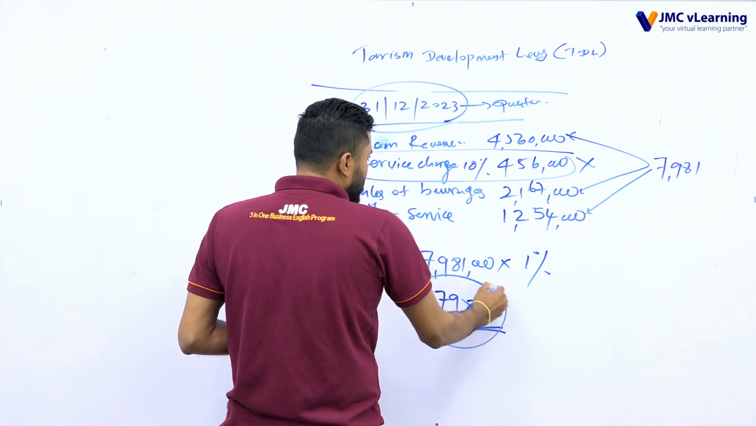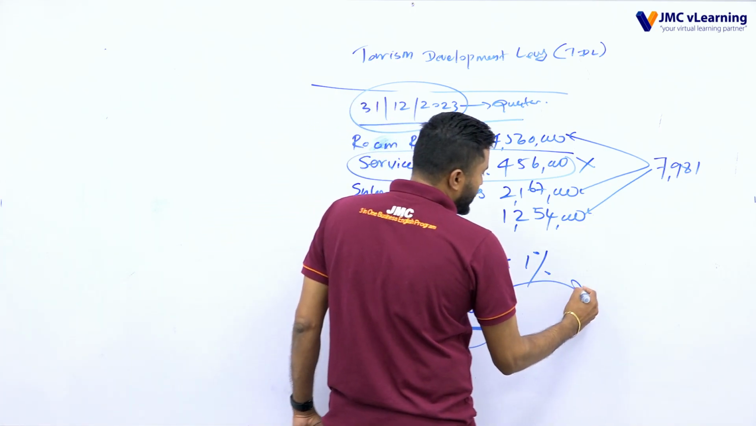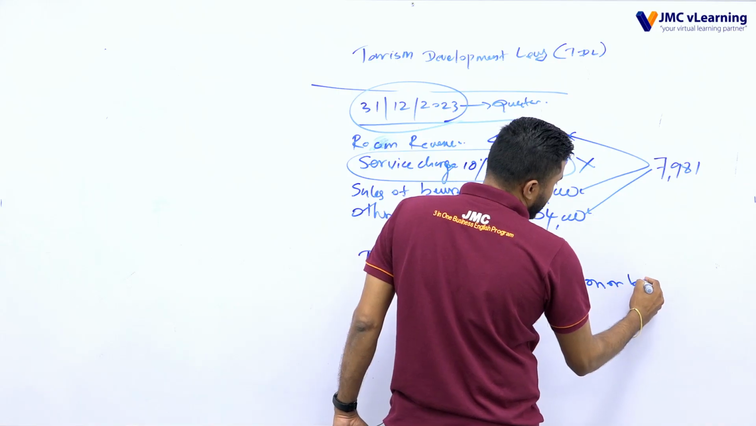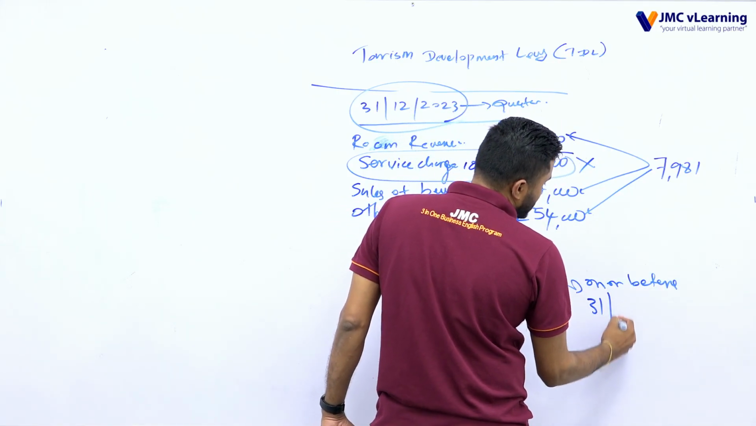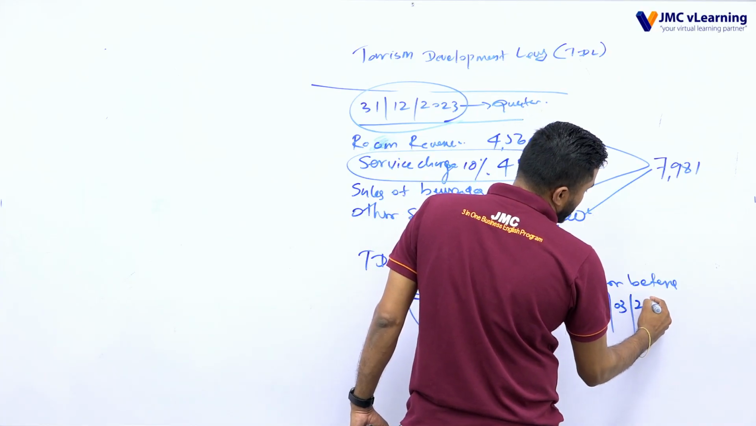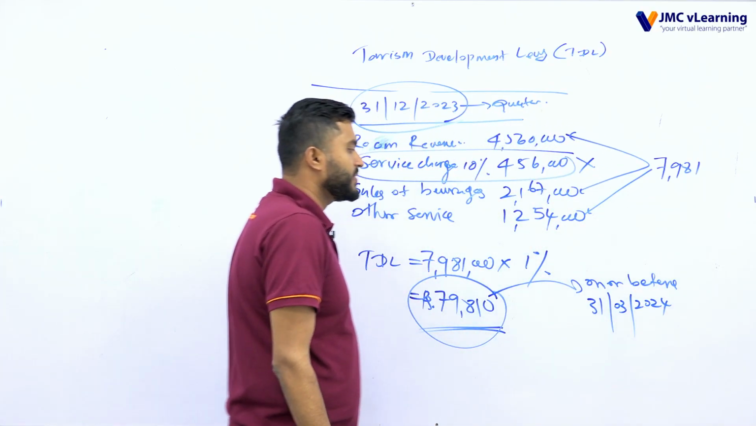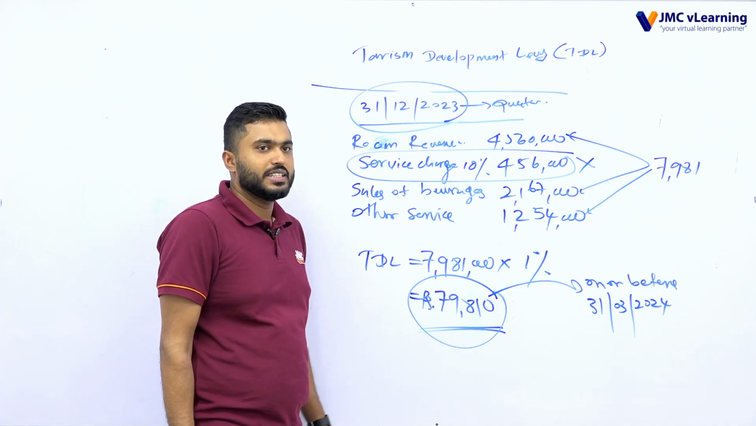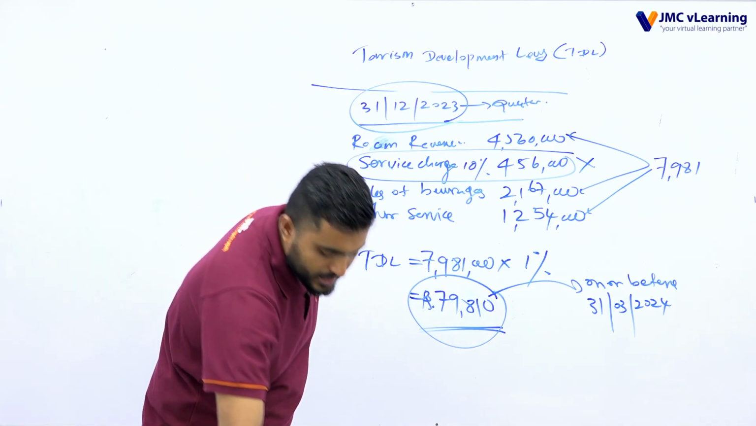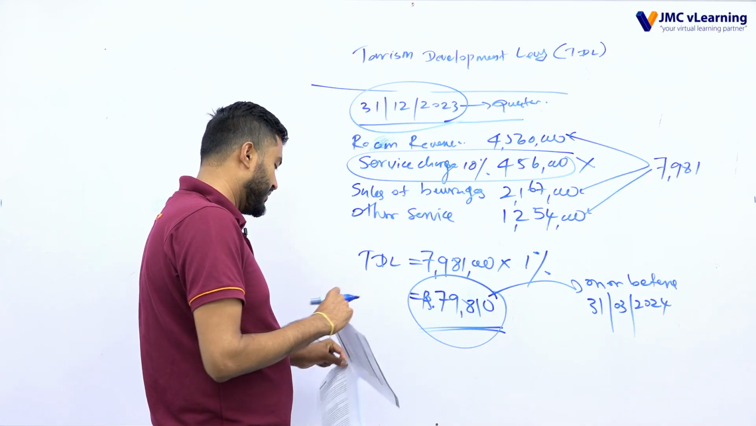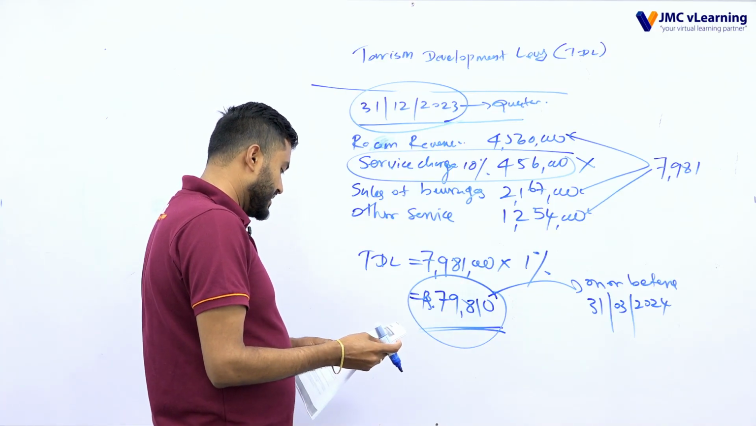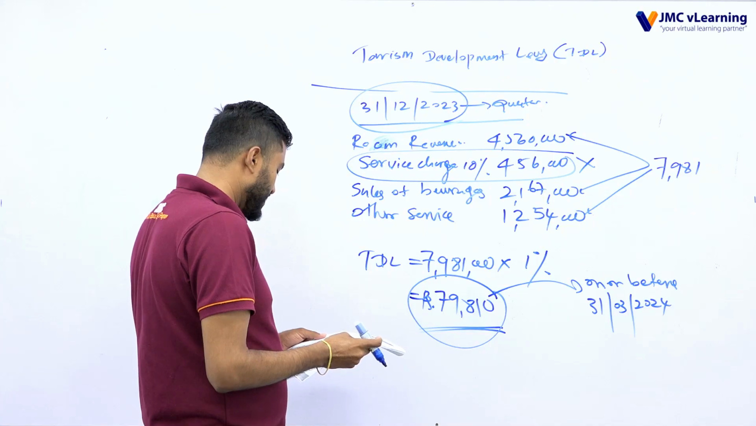This payment you need to make on or before the end of the next quarter, that means on or before 31st March 2024. That is the end date of the next quarter. Therefore, this is the application we can do for the tourism development levy. So this is the basic understanding about the tourism development levy.